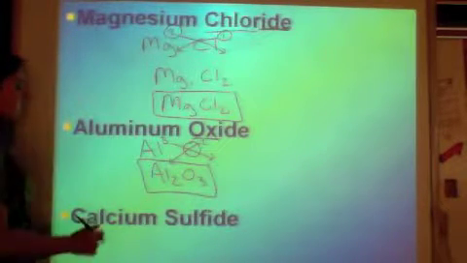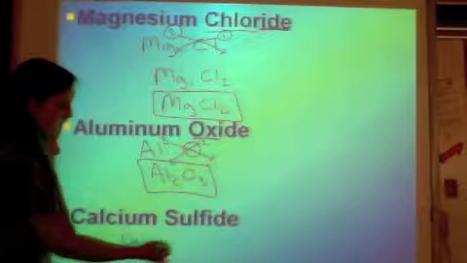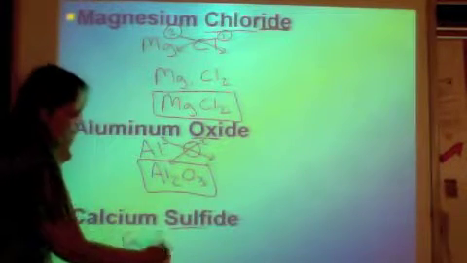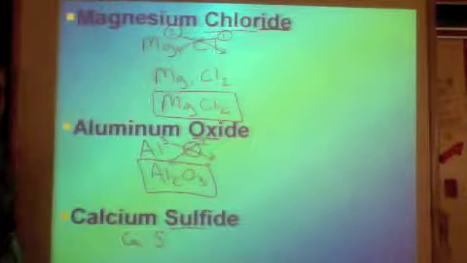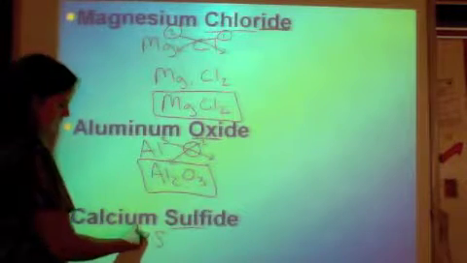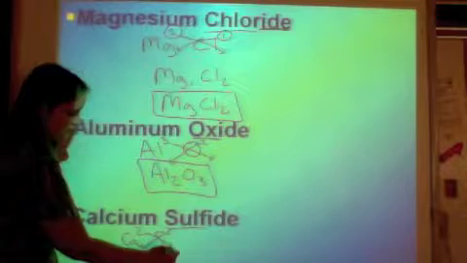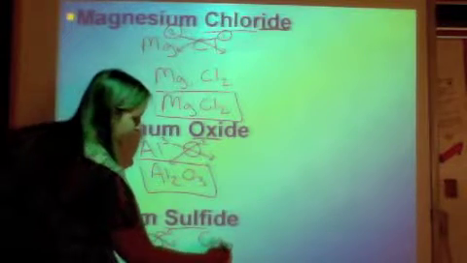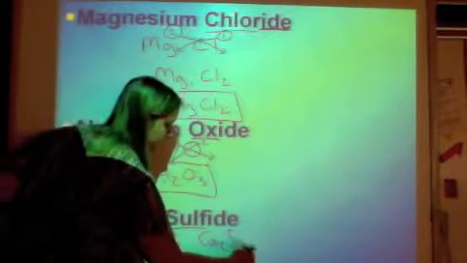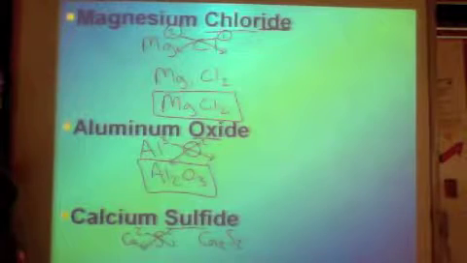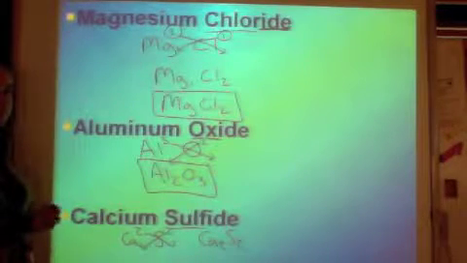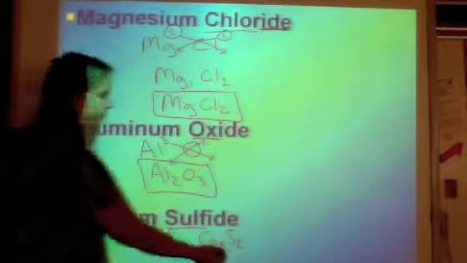Next one, calcium sulfide. Calcium is Ca, sulfide is sulfur. Both have a charge of 2. Crisscross, you get Ca2S2. Now, this is where the fourth part of the steps comes into play.